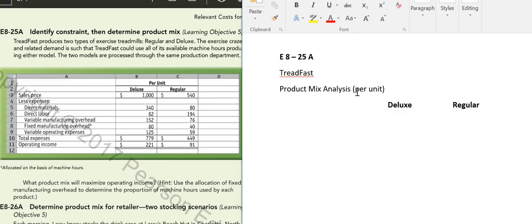And then we will write down all information and try to see the mini income statement by using the contribution margin approach. So our sales revenue, you see from this table, deluxe sales revenue per unit is $1,000, whereas regular sales price is $540.